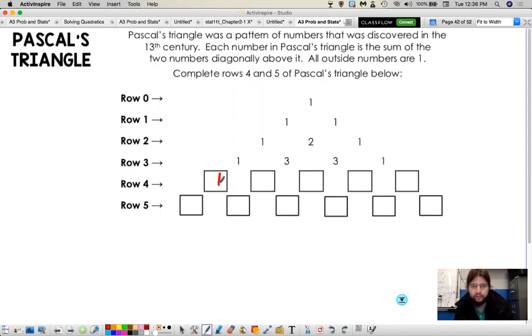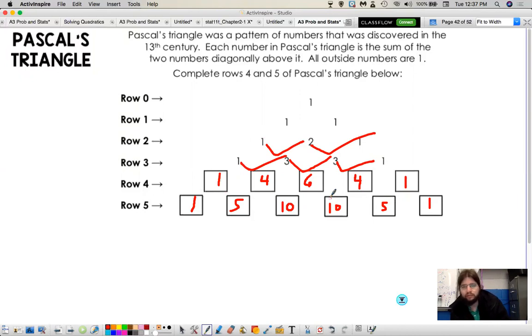You start with a 1, you end with a 1, and the next number is the sum of the numbers before it. So right here, 1 plus 2 gives us this 3, 2 plus 1 gives us that 3. 1 plus 3 gives us this 4, that gives us a 6, 4. And then we do that again. Start with a 1, 5, 10, 10, 5, and end with 1.